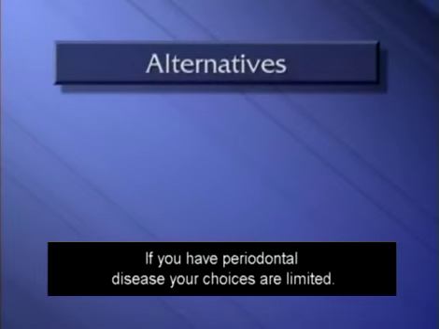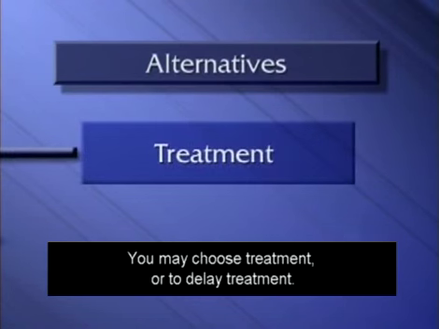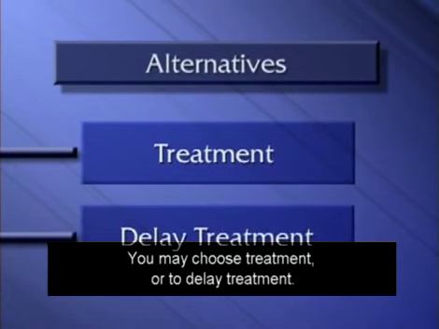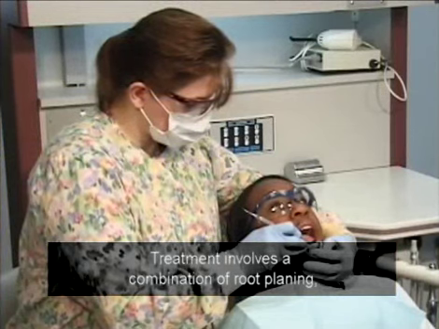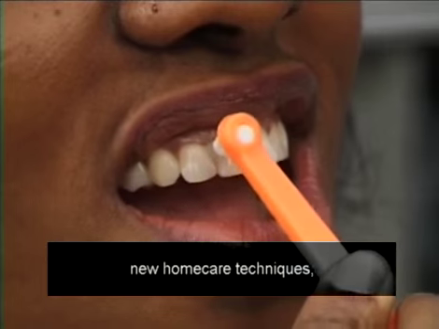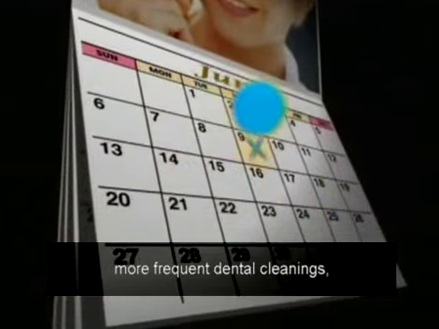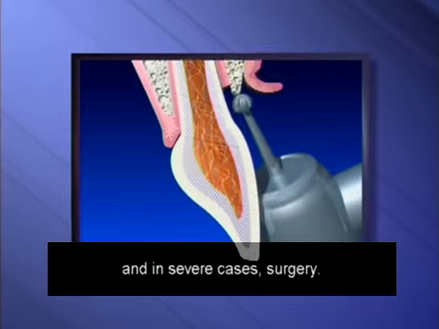If you have periodontal disease, your choices are limited. You may choose treatment or to delay treatment. Treatment involves a combination of root planing, new home care techniques, more frequent dental cleanings, and in severe cases, surgery.